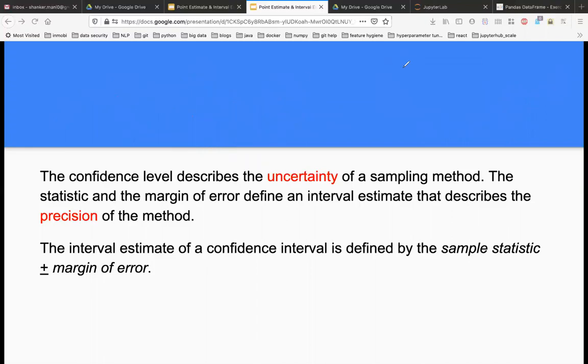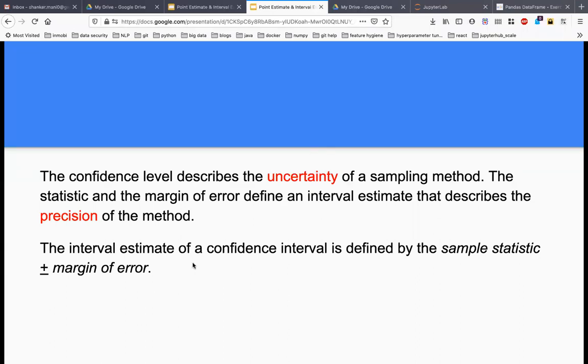So this is the theory behind this, but there are some formulas that you can use to come up with more precise answers. Let me do some examples so you will understand. The confidence level describes the uncertainty of the sampling method. The statistic and the margin of error define the interval estimate that describes the precision of the method. So there is uncertainty and there is precision. Precision is basically how many times it is correct. Uncertainty is that you don't know which value it will come up with, so that's why you're giving a range of values.